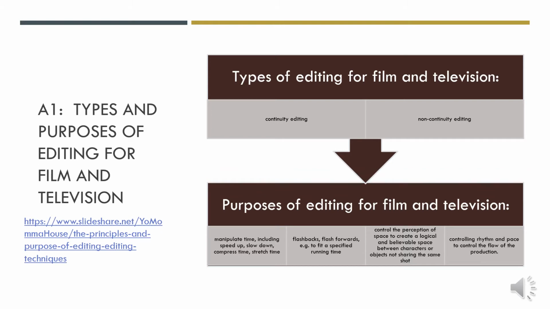Purposes of editing for film and television. We're looking at the first one, which is all about manipulating time, which includes speed up, slow down, compress time, stretch time. Now, manipulating time is one of the biggest parts of film editing, or even editing for drama on television or anything like that.